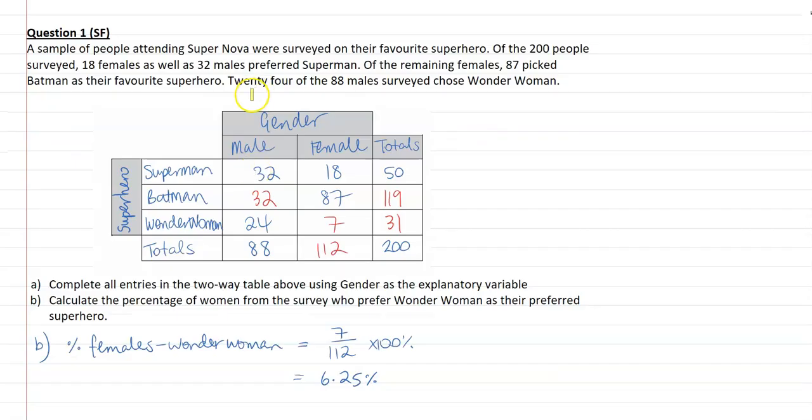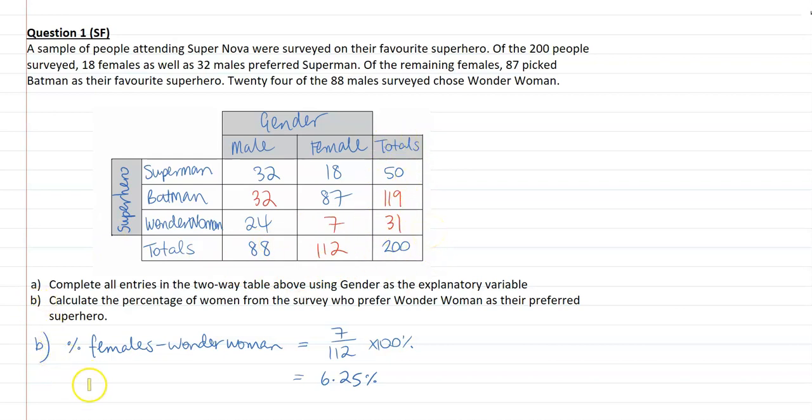How did you go? Hopefully you recalled that the explanatory variable usually goes at the top here and the response variable goes along the side here. I popped in everything we were told in blue, and then using some basic addition and subtraction, I worked out the missing elements within the two-way table in red there. Before you move on, just make sure you're always checking your totals add up.